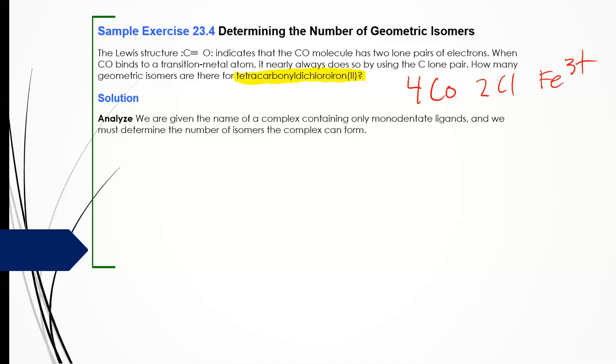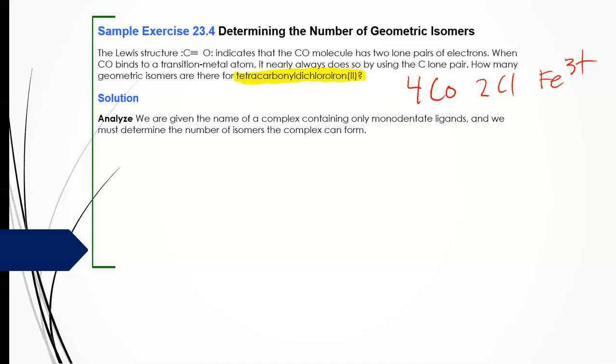To first do that, we have to break it apart into what pieces there are. Now, this is saying that we have 4 carbon monoxide ligands, we have 2 chlorine ligands, and we have an iron with a +3 charge. Now, all of those are monodentate, right? Which lets us know what our coordination number of that iron is going to be. We have 6 different ones.